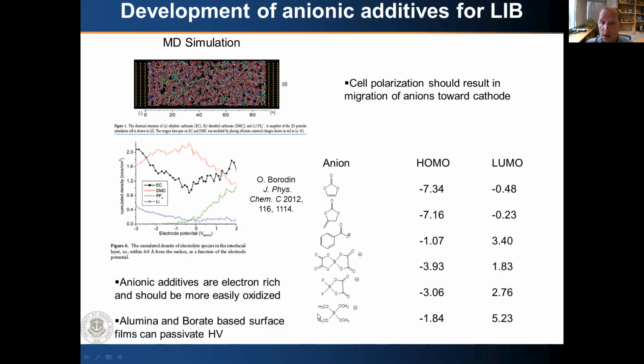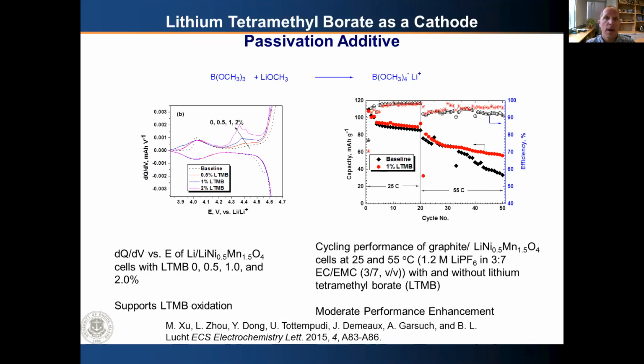So with this in mind, it occurred to us we might be able to make tetraalkyl substituted borates that might be useful anionic additives for lithium-ion batteries. And so the first additive that we made was lithium tetramethyl borate. It's a very simple synthesis. We do a lot of synthesis of compounds in my laboratory. If you take trimethyl borate and react it with lithium methoxide, you can generate lithium tetramethyl borate.